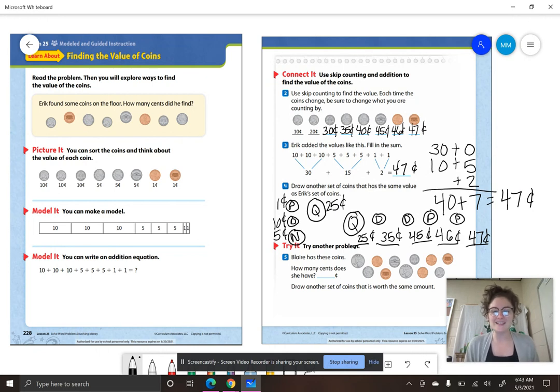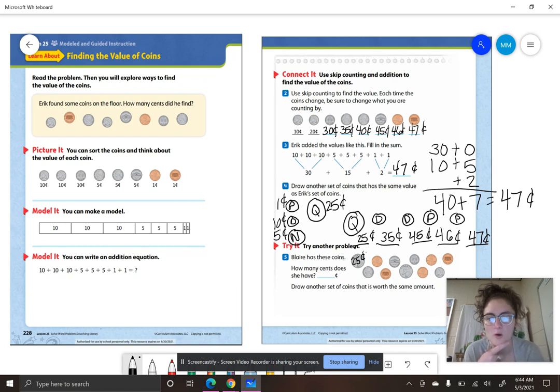All right, let's look at number 5. It says Blair has these coins. How many cents does she have? Draw another set of coins that is worth the same amount. All right, so let's look really closely, Smarties. Okay, so the first coin that I see is our largest coin, and this is a quarter. What is the value of a quarter, Smarties? 25. So I'm going to go ahead and write 25 cents on top of that quarter.